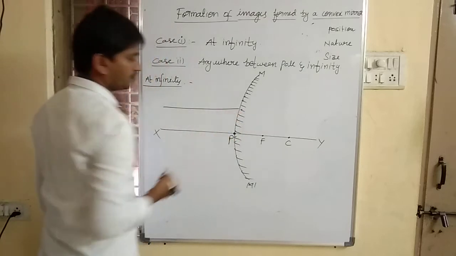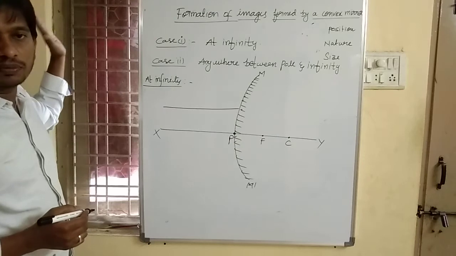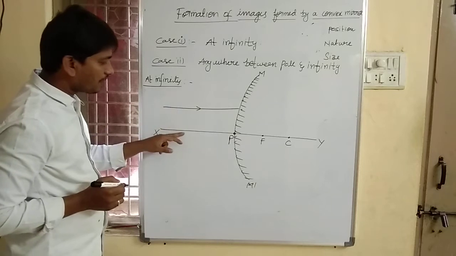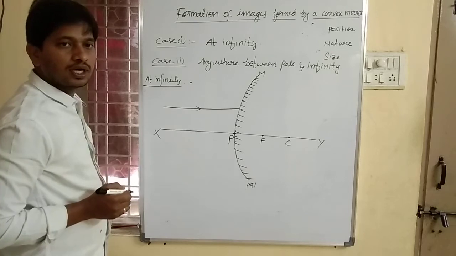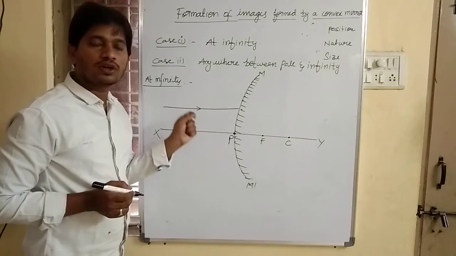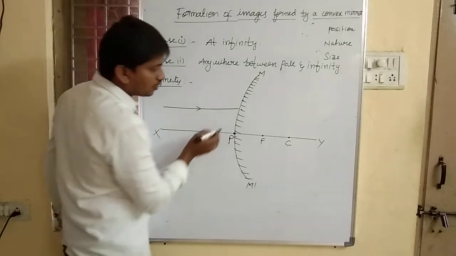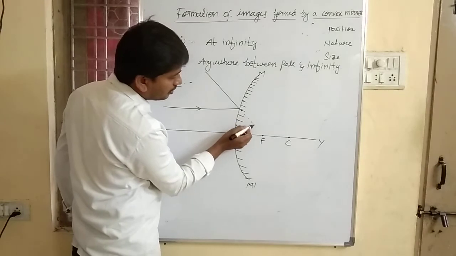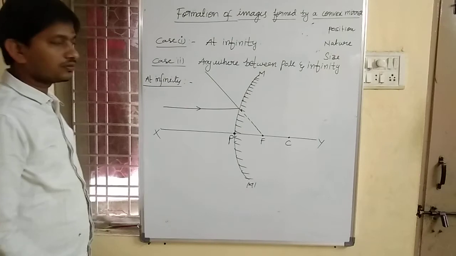This is our first ray, a ray of light. Because the object is at infinity, somewhere. So this is my first ray, a ray of light which is parallel to the principal axis of a convex mirror. According to rule number 1, if a ray of light is parallel to the principal axis of a convex mirror, after reflection, it appears to be coming from its focus. This is our reflected ray.